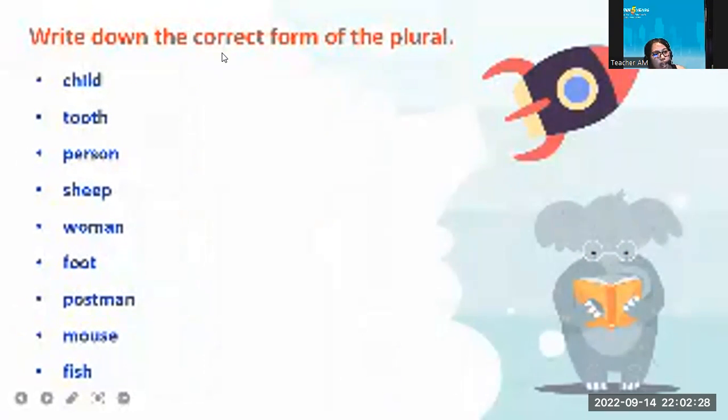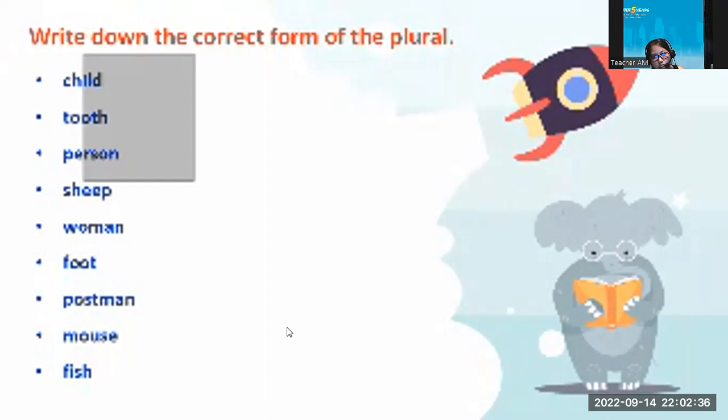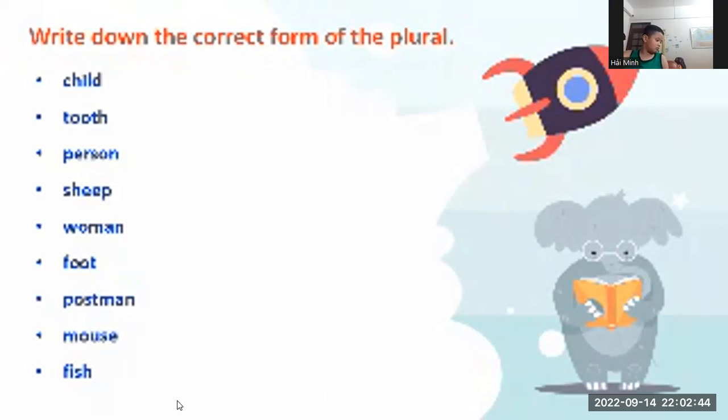So now, Min, I want you to write down the correct form of the plural. You write down the plural form of this singular noun here. What's the plural form of child? Children. Okay, you write that one, please.